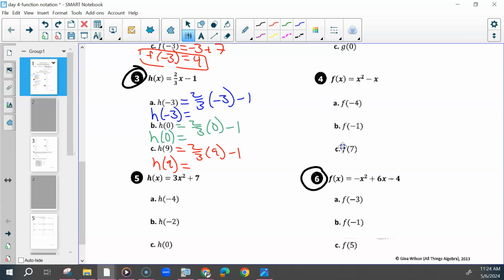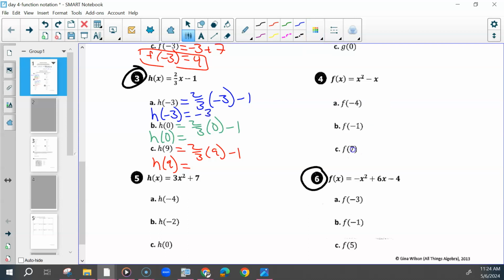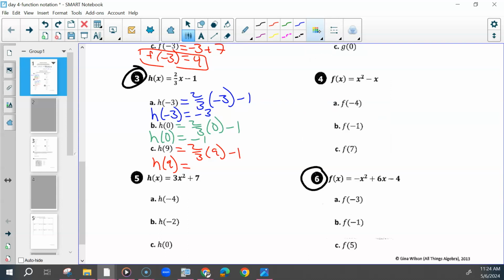H of -3 would be -3. H of 0, and h of -0.5. Questions on any of those three?